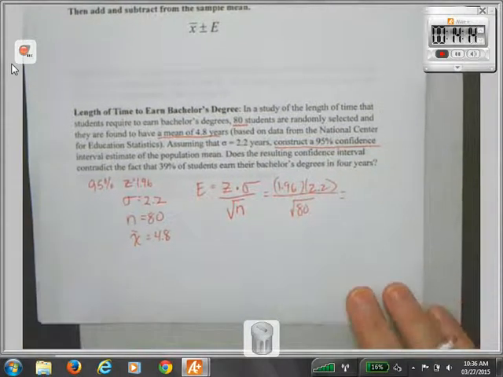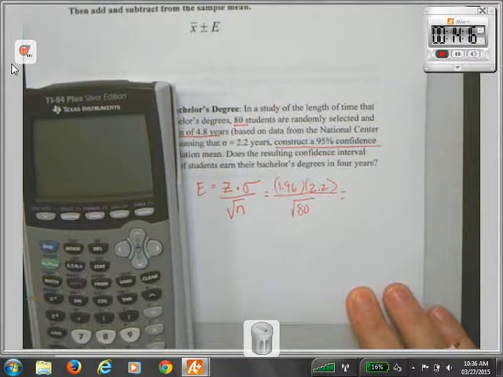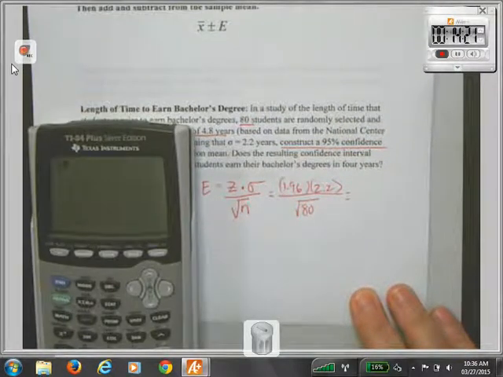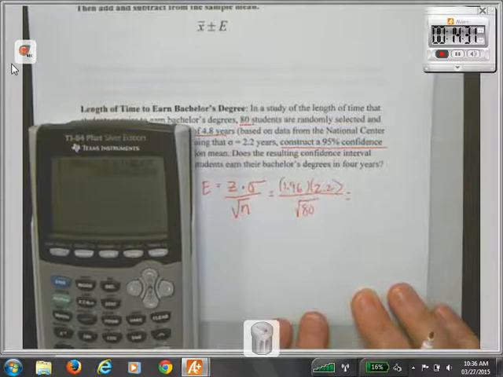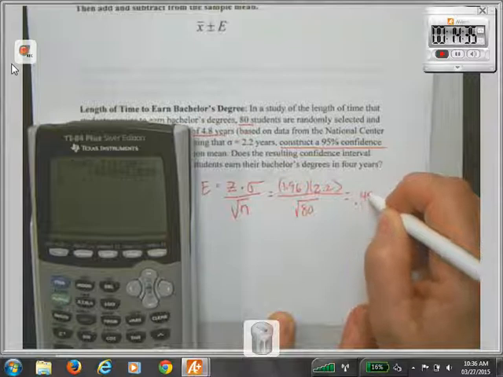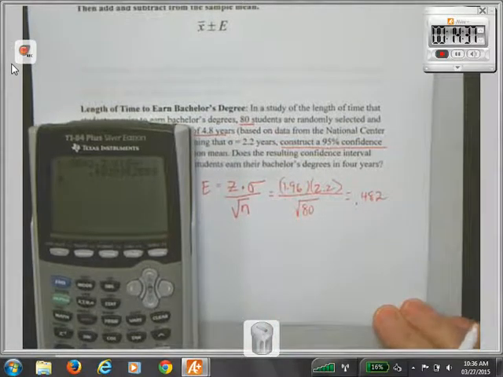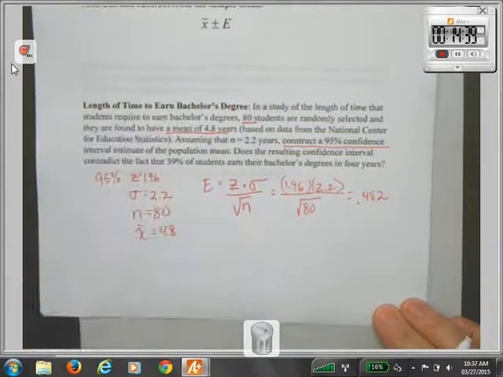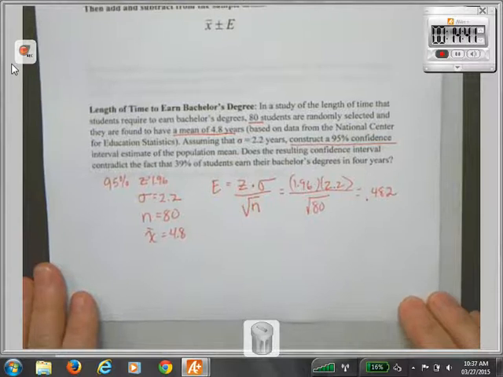Okay, and because we're doing this all at once on the calculator, the procedure will look like 1.96 times 2.2. I can go ahead and do the division, open up the square root, put the 80 in, close the square root, hit enter. So our margin of error is 0.482. I like 3 decimal places where I can. 0.482 is our margin of error.